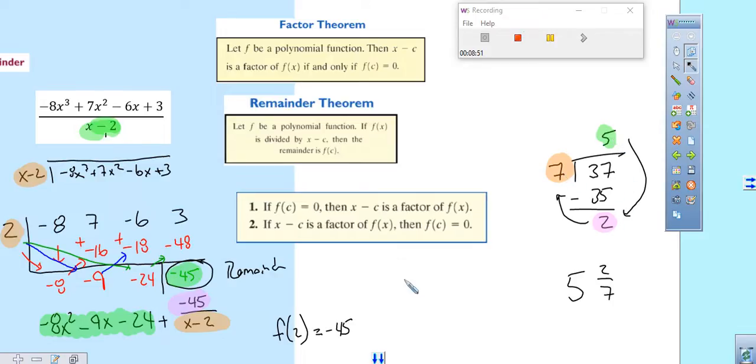5 and 2 sevenths. The only difference is that we don't put a plus sign on a mixed number. But if you listen to the words 5 and 2 sevenths, it sounds like you're saying the word and, which means to add. So that's why the addition sign is there. All right, so there's our synthetic division on a couple of basic things. We'll move on from there.